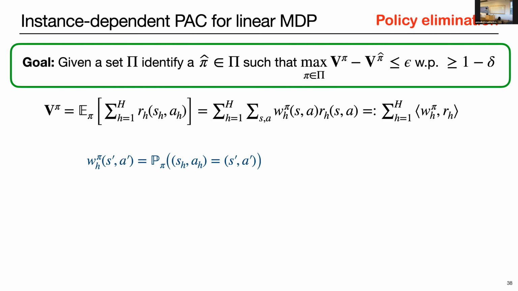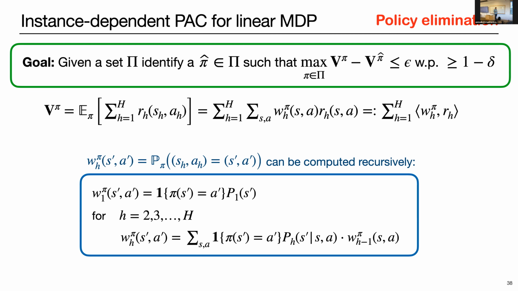Well, if I define W_h^pi(s', a') as the probability that policy pi plays action a' in state s' at time h, then what this is doing is just a straight up calculation of the expectation of the value function. And we get this quantity here. If we think of these things as vectors, the state action visitation probabilities and rewards, then it's just the inner product of these two. Okay. So think of W_h^pi and R_h as vectors now.